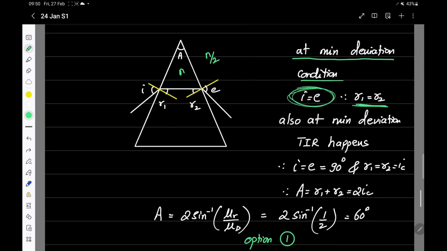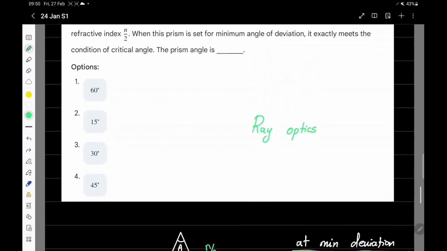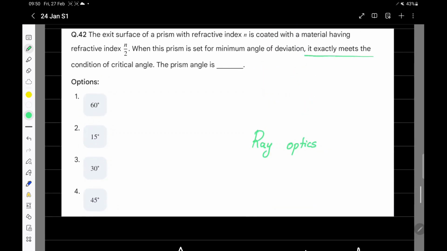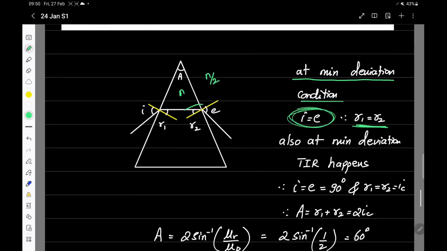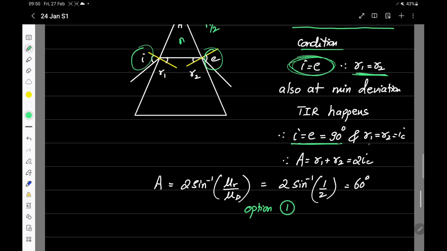Also, they have told us that the angle is becoming equal to the critical angle, right? It exactly meets with the condition of critical angle. Means the angle of incidence on the second surface is going to become critical angle. So since it's going to become critical angle, I and E, angle of incidence and angle of emergence, automatically become 90 degree, and R1 and R2 will become equal to critical angle.